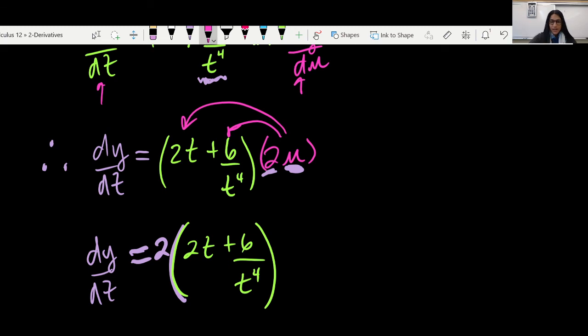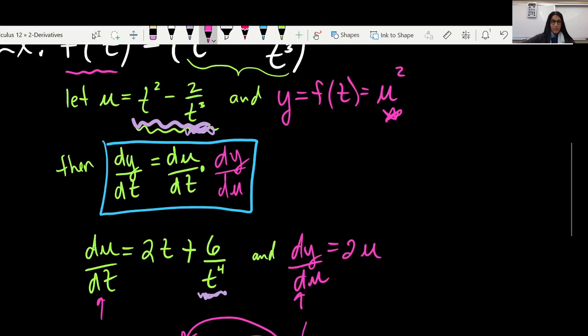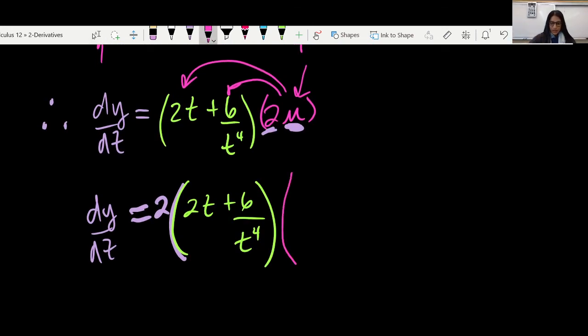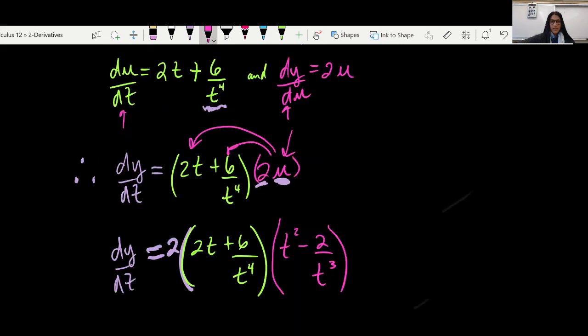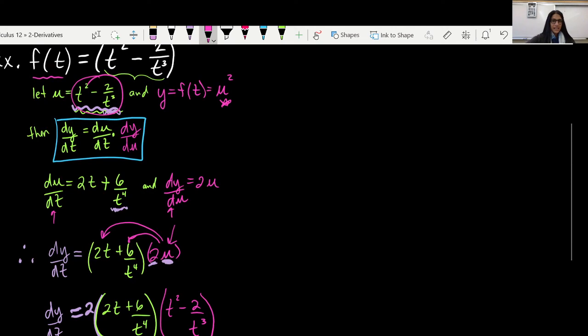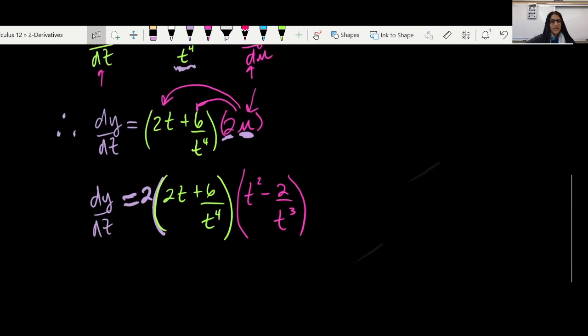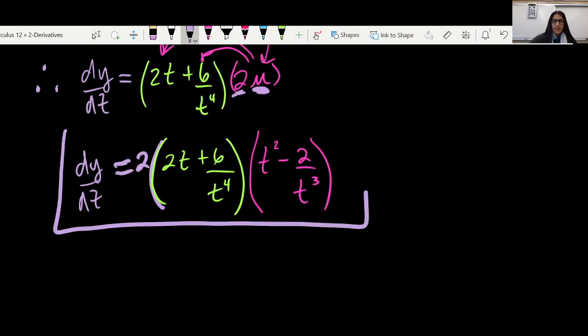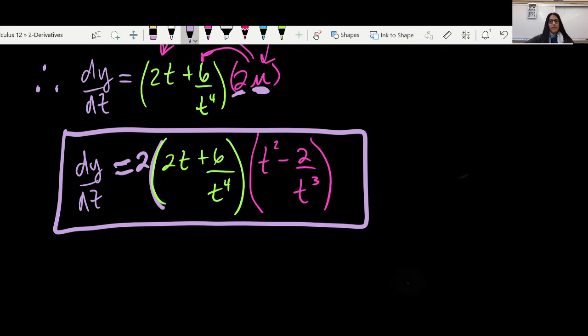And then I want to plug back in what my u value was up here. So that would be this portion here. I'm going to plug that back into here. So here I have t squared minus 2 over t cubed. So I'm wondering if I can shrink that down so you can see all of it. Hopefully you're able to see all of it so you can see where it comes from. But after working our way through all of this, that's what this would simplify to.